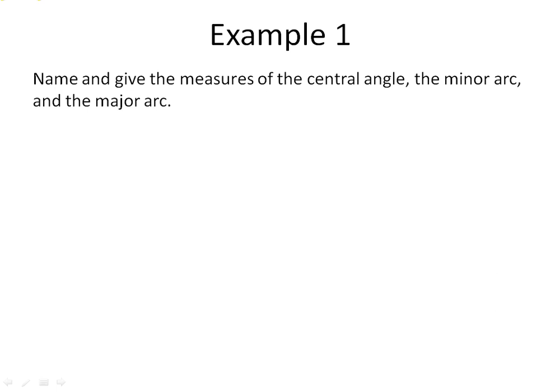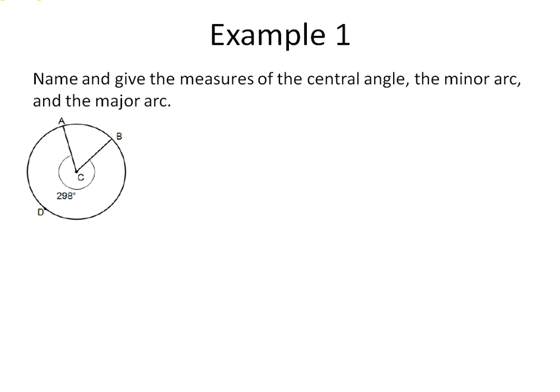Okay, let's look at example 1. They want us to name and give the measures of the central angle, the minor arc, and the major arc. Okay, so here we have a circle. We've got this one big angle here that says it's 298 degrees. So we're going to work from that.